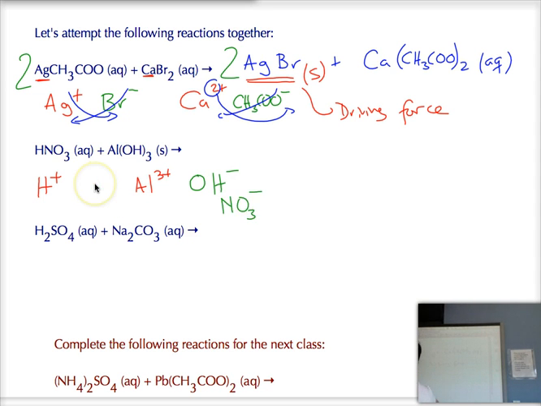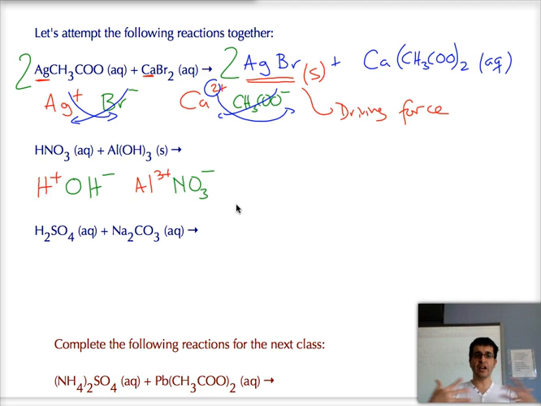If we move those around, what do we make? Well, H and OH react together to make H2O. That's the exchange. We could write it as HOH. It's the same thing. It's just kind of a weird way of writing water if we can just write it in a more simplified fashion.